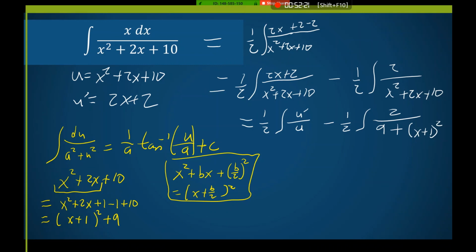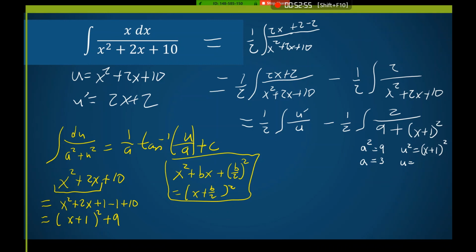So Abby, what is a squared? A squared is 9, that means a is 3. Okay, what is u squared? U squared is x plus 1. Okay, x plus 1 squared. That means u is what? Square root of x plus 1.